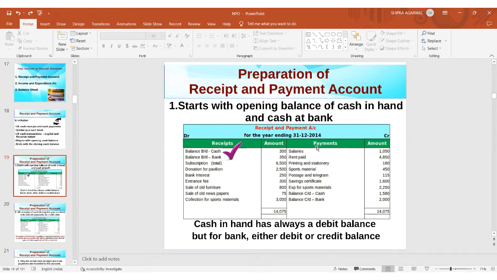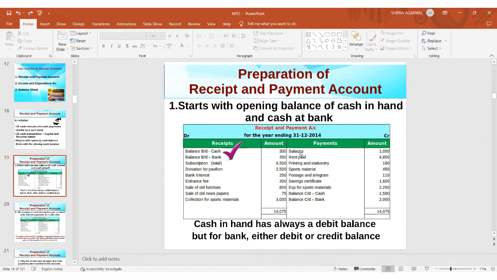Then on the credit side, we write all the payments. Now, payments could be different. The items that we are talking about can vary from organization to organization. Some of the items are common among every NPO, that is salaries, maybe rent paid, printing and stationery, sports material, postage and telegram, savings certificate, expenditure for sports material. So it depends upon which kind of business you are in.